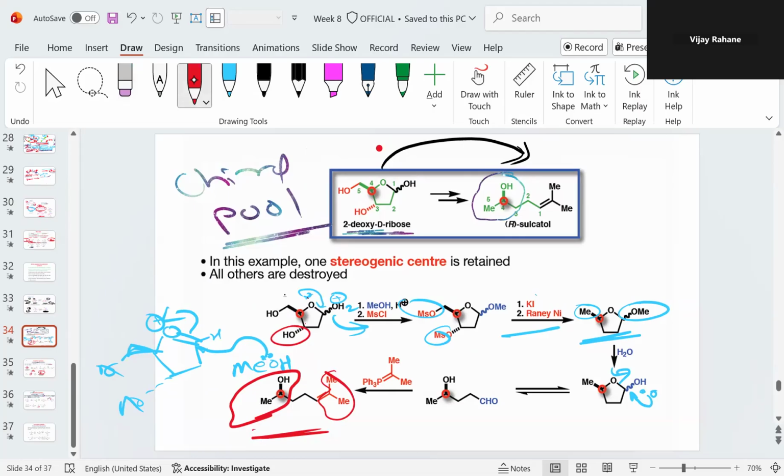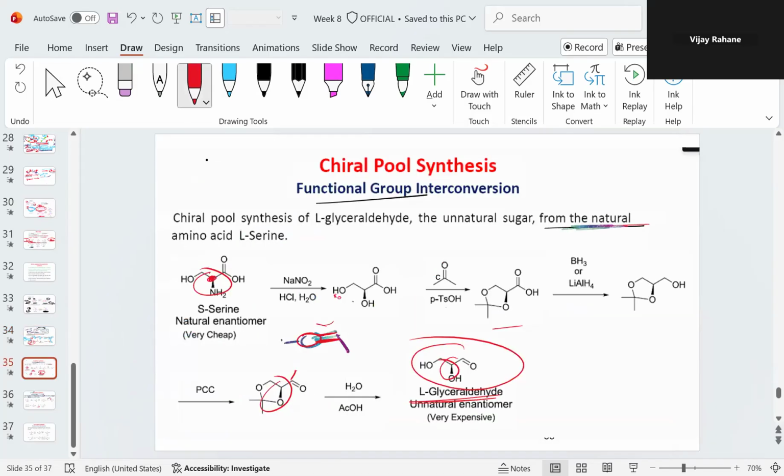So another example in a similar manner. Chiral pool is basically carrying the reaction center or chiral center from the start till the end. So this is another example. You can see in this chiral pool synthesis, this is the L-serine, which is available in the natural enantiomeric form, and it is very cheap.